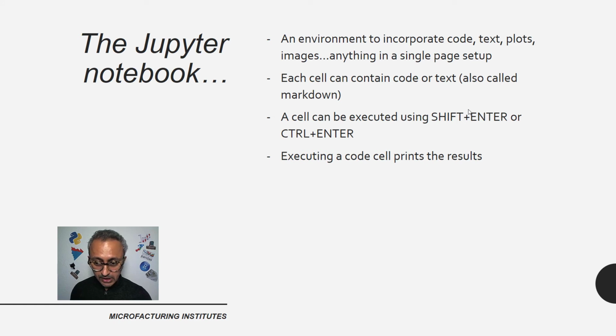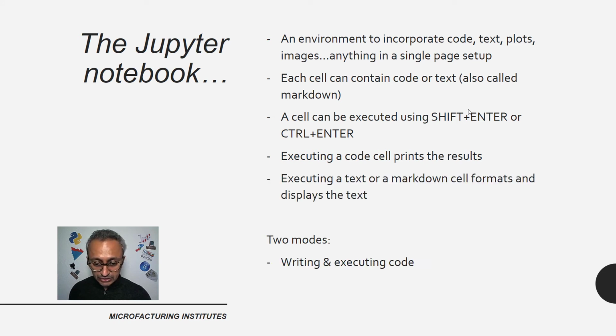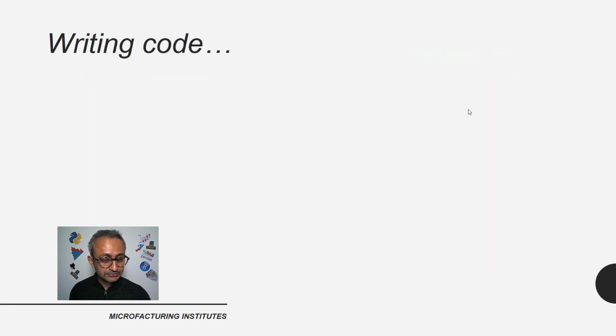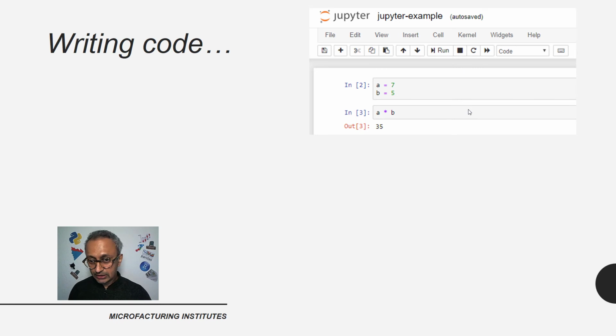It's pretty self-explanatory. We just talked about how you can write and execute code, and you can write text. Writing code is this way. We're going to get into that.